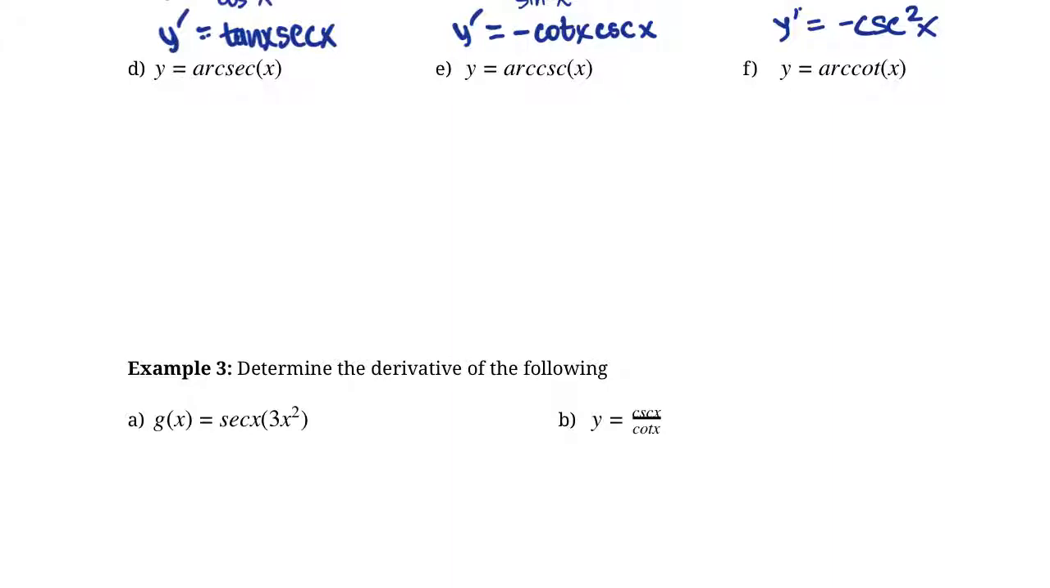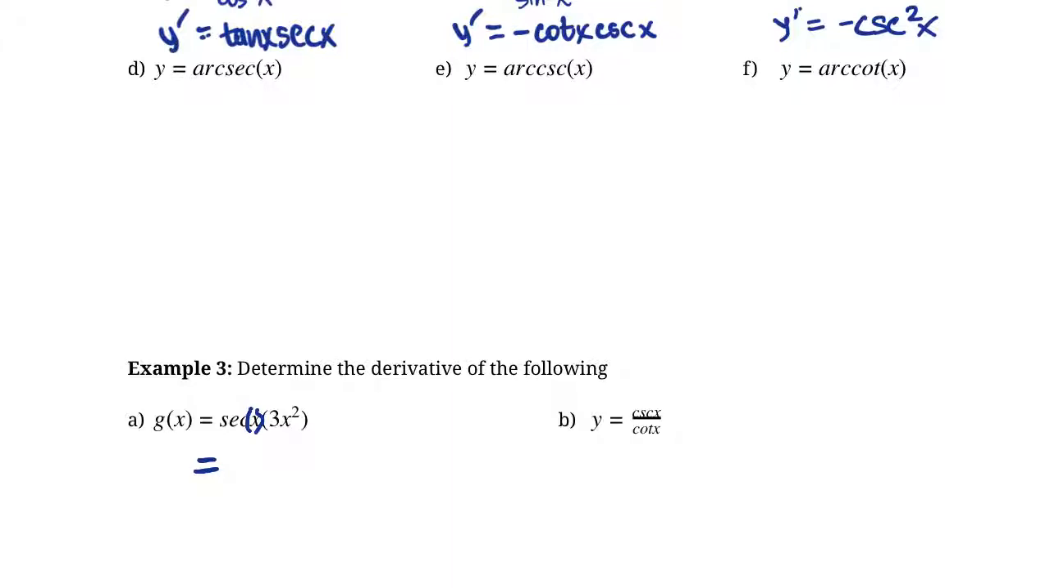Now, the notation here is not great, but what I'm going to assume is being asked is secant x, and then that 3x squared is actually outside the secant x. That's just being multiplied by the secant x. So if that's the case, we have two things that are being multiplied, right? We have secant x as one term and 3x squared as another term. So that means we have to use the product rule.